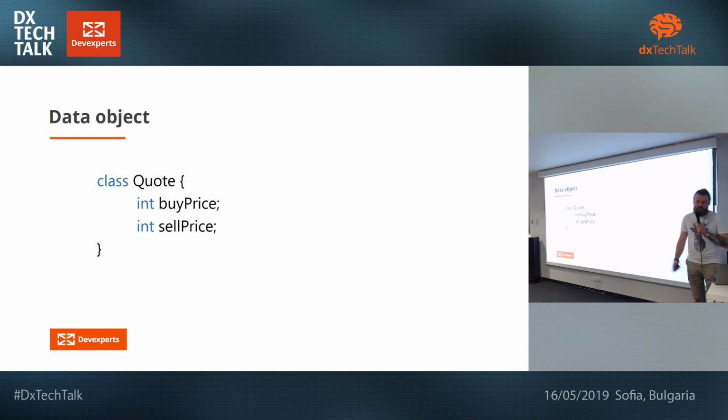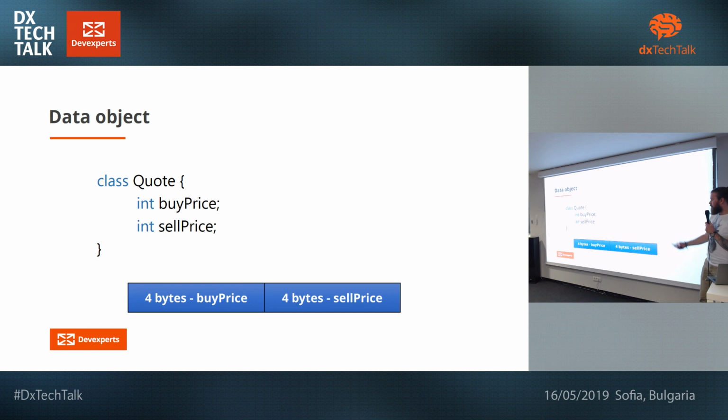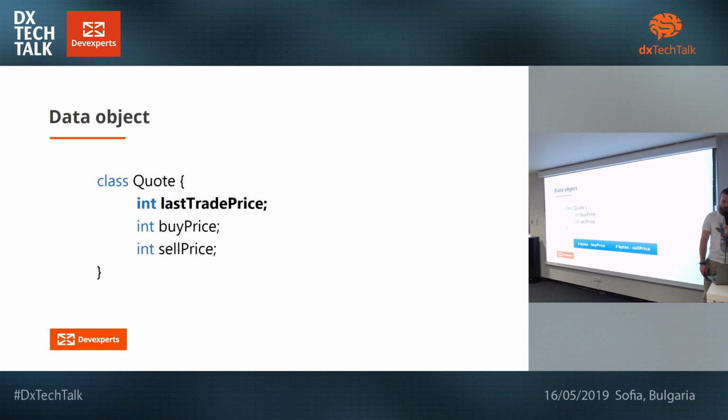In order to send it to the remote side, we can just do this. We write four bytes, which is buy price. We write the next four bytes, which is sell price. And then we read it on the remote side in that very order. And that's it. Easy. Let's add a feature here. We introduce last trade price, which is the price of the last trade.